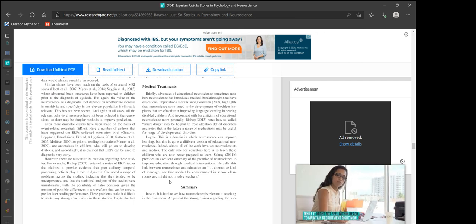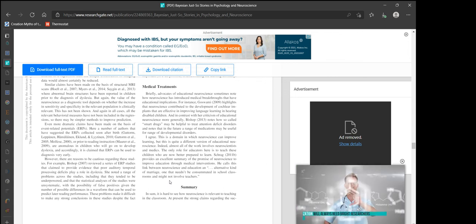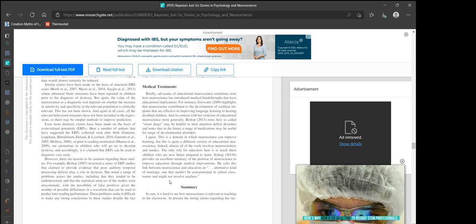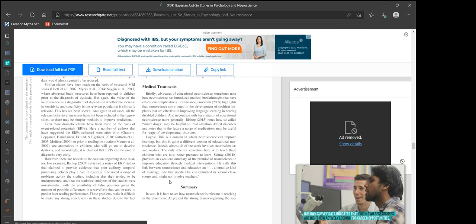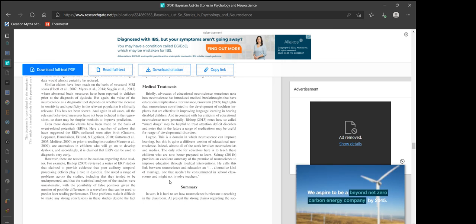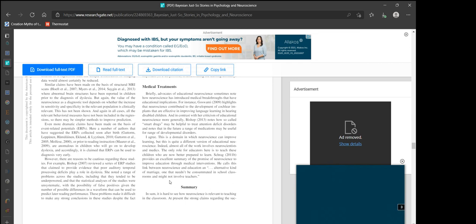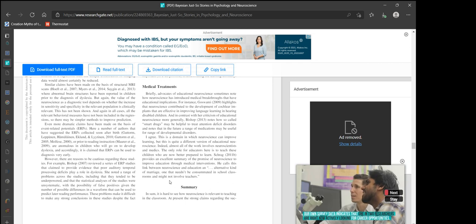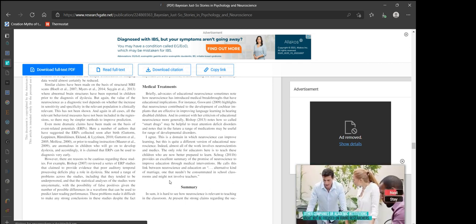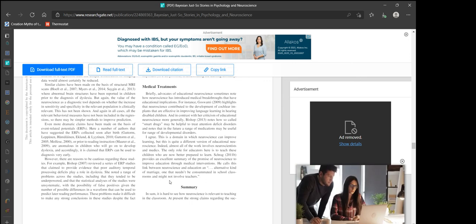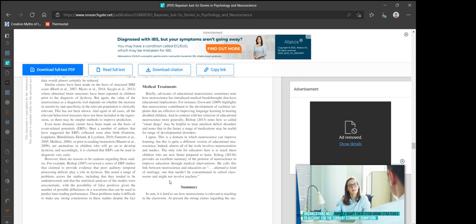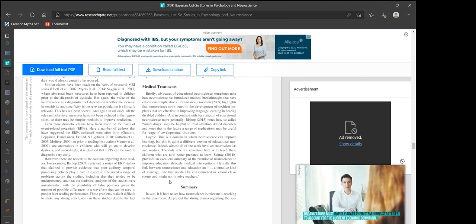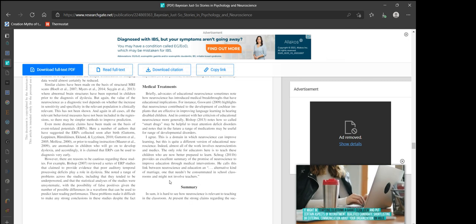I agree. This is a domain in which neuroscience can improve learning, but this is quite a different version of educational neuroscience. Indeed, almost all of the work involves neuroscientists and medics. The only role for educators here is to teach these children who are now better prepared to learn. Schrag, 2011b, provides an excellent summary of the promise of neuroscience to improve education through medical interventions. He calls this link between neuroscience and education an alternative kind of marriage, one that needn't be consummated in school classrooms and might not involve teachers.